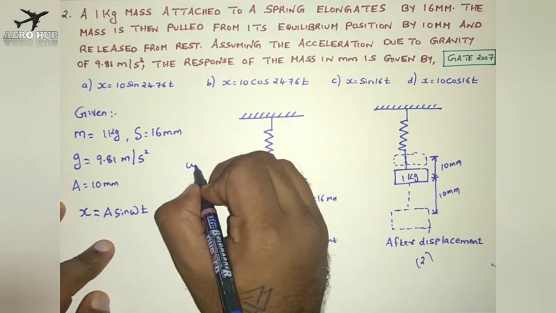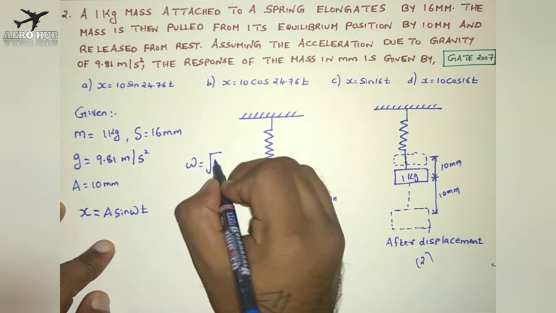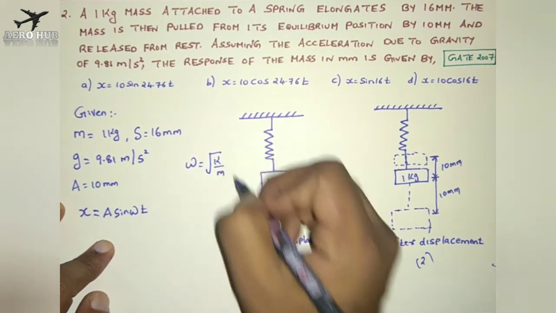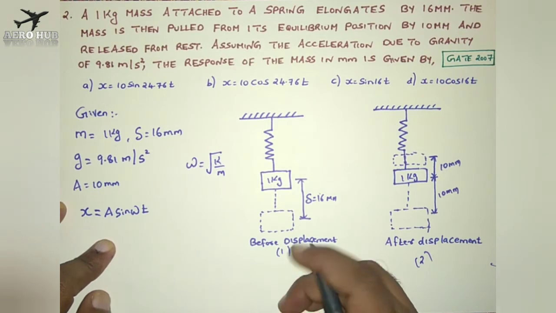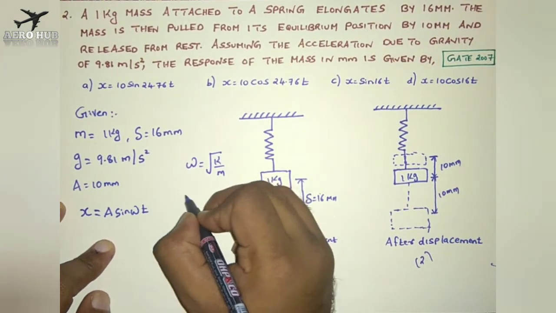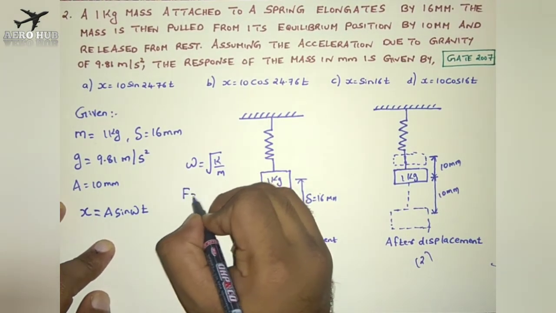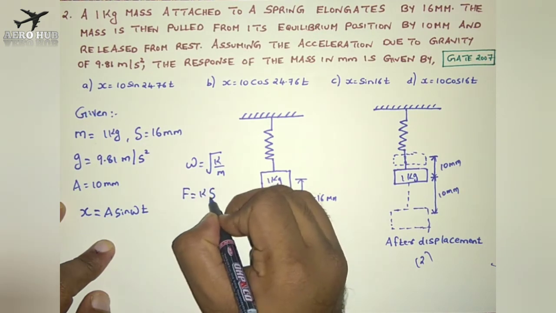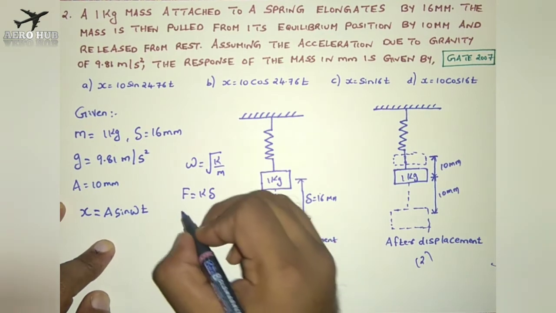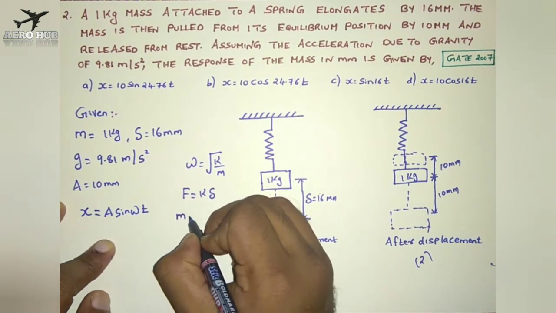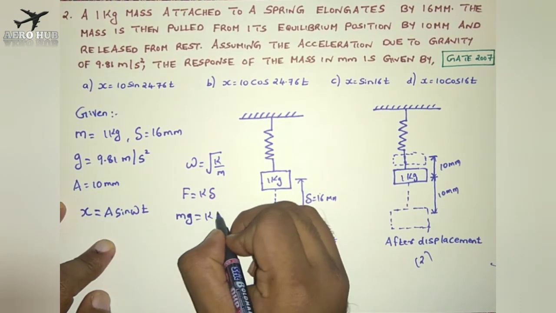So omega is equal to the root of k by m. We know the value of mass, but we don't know the value of stiffness. Also, if you remember, we have an important equation, F is equal to k into delta, where delta is the deflection. So F I can write as mass into acceleration due to gravity, F is equal to mg, equal to k into delta.